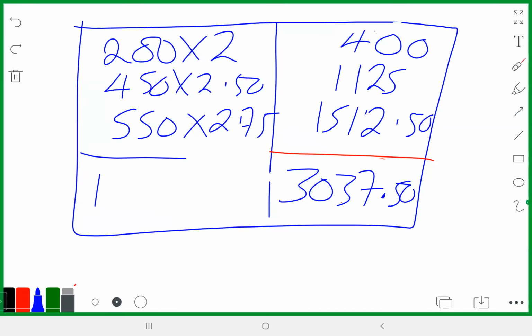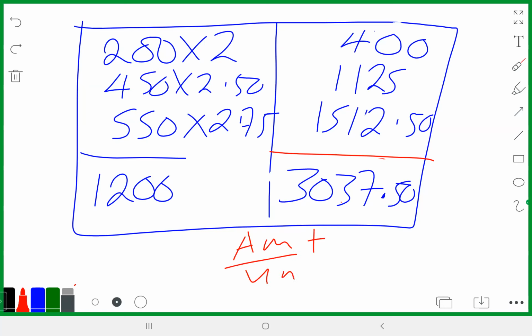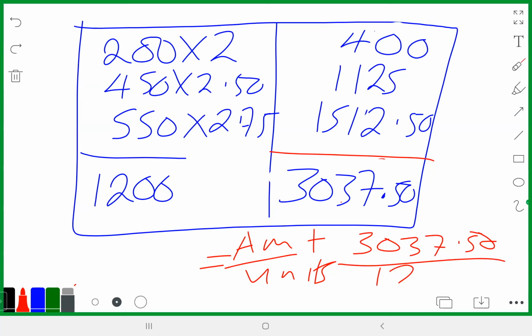They were 1,200, right? 550 plus 450 plus 200, just the units that were purchased. So to find the average price at which you have to value all the inventory, you divide the amount by the units. That is how you find the average price. So it will be 3037.50 divided by 1,200. And what does that give you?